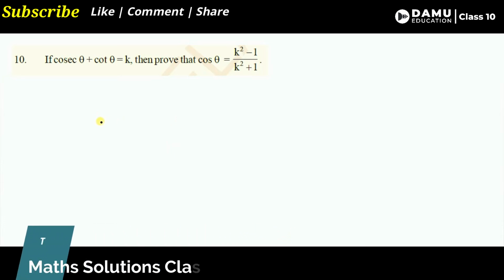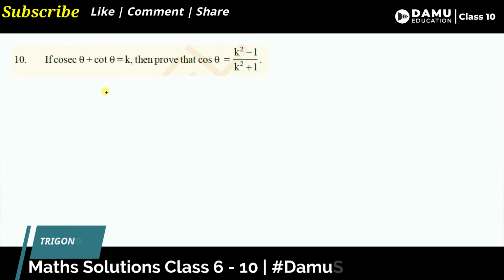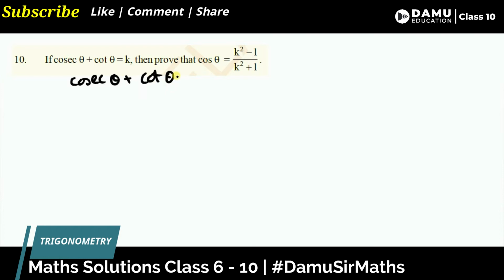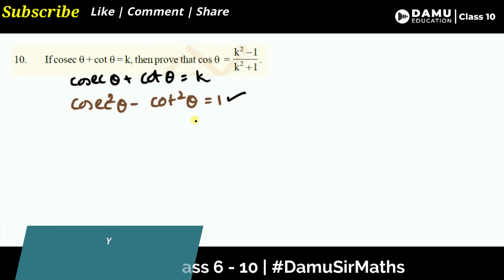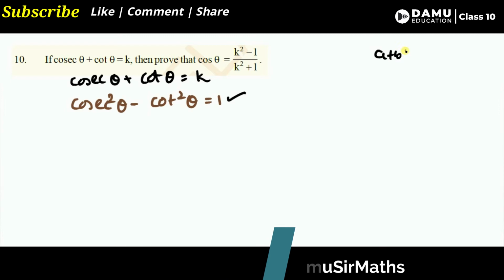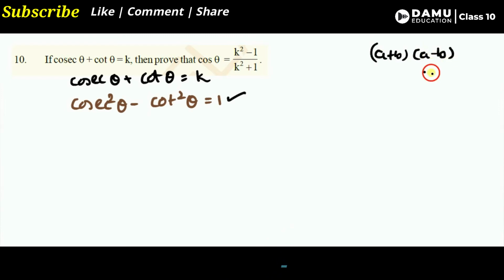Now we will see the next method for this same question. That is, cosecant theta plus cot theta will be equal to k. Let's write whatever is given: cosecant theta plus cot theta will be equal to k. As we know from trigonometric identities, what is that? We know that cosecant square theta minus cot square theta will be equal to 1. From trigonometric identities, this is the formula. Let's split it in the format of a plus b into a minus b. So what is that? A square minus b square.